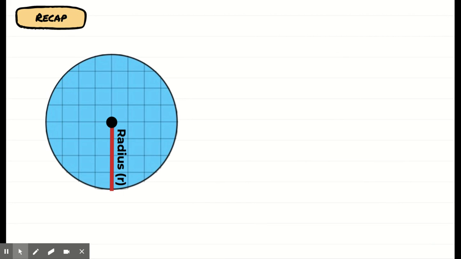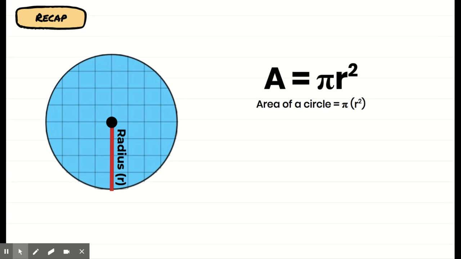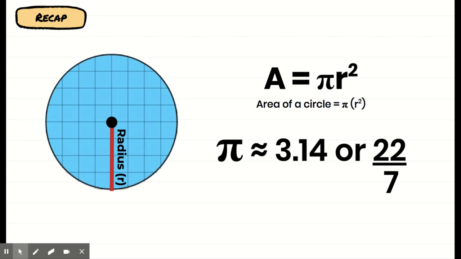Now, since today we are finding the area, which is obviously different from a distance, the area is how many square units can cover this circle. And the formula for the area is pi r squared. You can remember it this way because to find the area is to find the square units to cover a circle. You use pi r squared. And pi, again, can be 3.14 or 22/7.